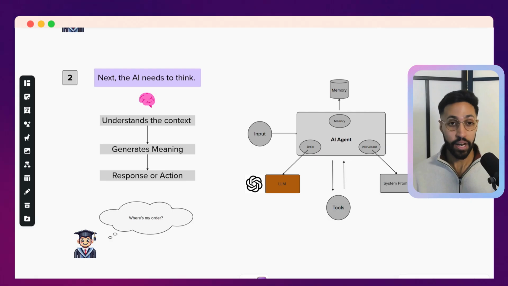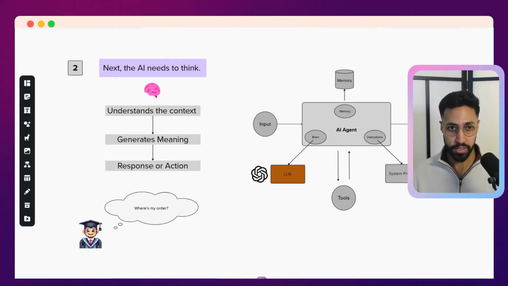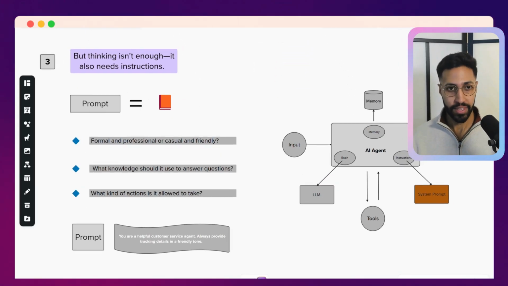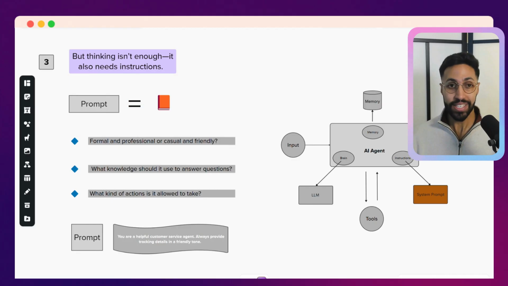But thinking isn't enough, it also needs instructions. This is where the system prompt comes in. Think of this as the AI agent's rulebook. The system prompt tells the AI how it should behave. Should it be formal and professional, or should it be casual and friendly? What knowledge should it use to answer questions? And what kind of actions is it allowed to take?